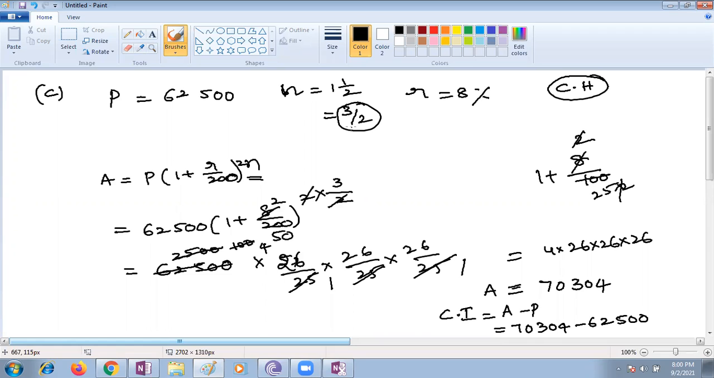Compound interest half yearly is given. You could use the year by year calculation using the SI formula to verify. 10,000 for 1 year at the rate of interest, half yearly. Okay.